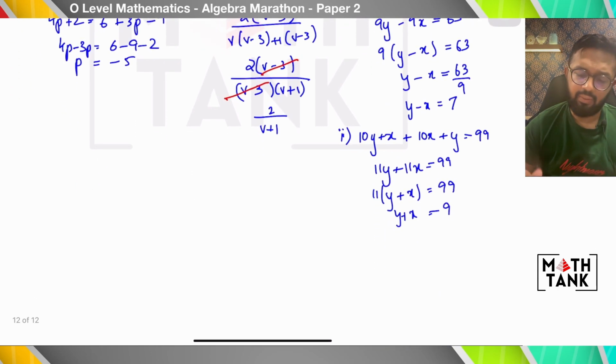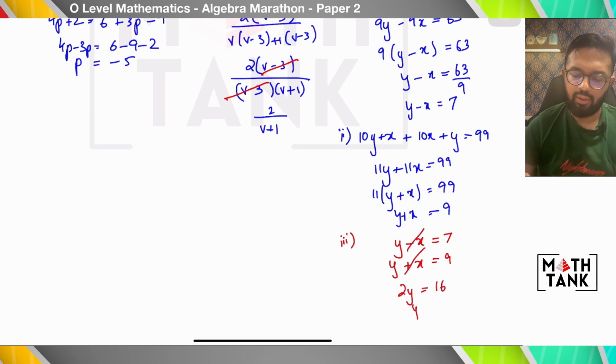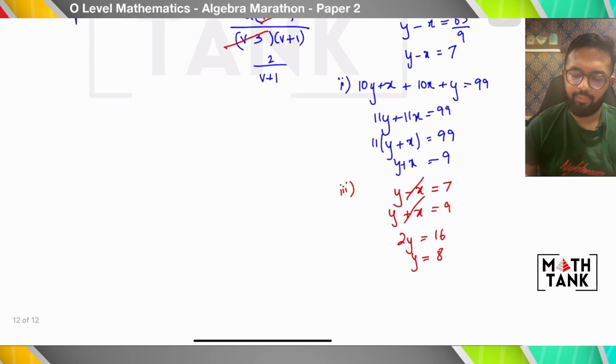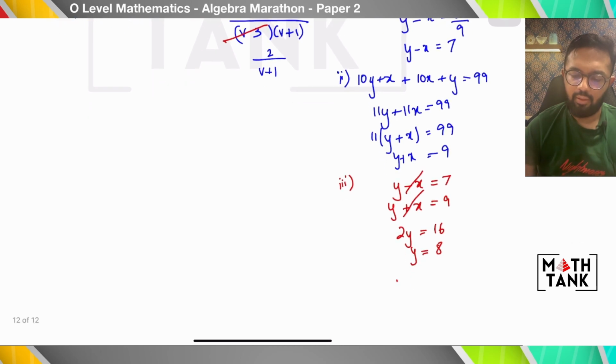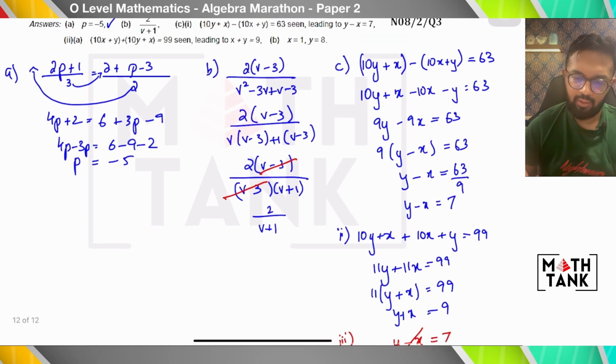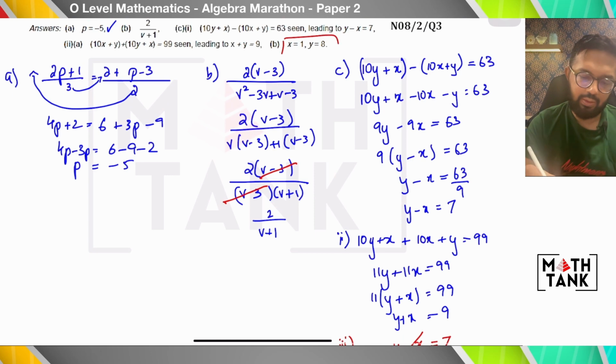Hence find the value of x and y. So I have a pair of simultaneous equations. That's what the third part is asking me to do. Y minus x equals 7 and y plus x equals 9. 2y equals 16, y equals 8. 8 plus x equals 9, x equals 1. Yes, those are the correct answers.